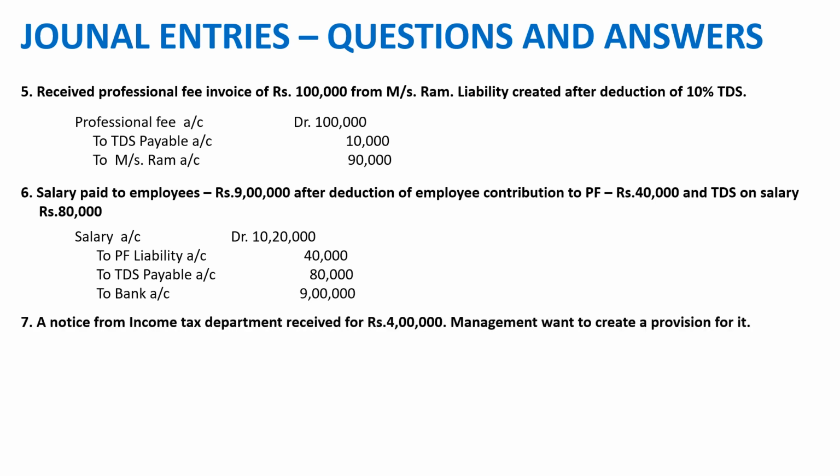Next transaction. A notice from Income Tax Department received for rupees 4 lakh. Management want to create a provision for it. So very clear. The entry is tax expenses. Expense is going up. Debit 4 lakh to provision for tax. It is a liability, right? So we are creating a provision for tax of 4 lakh.